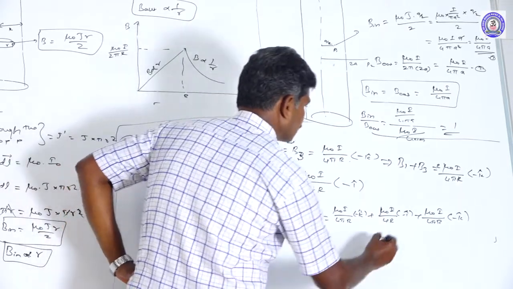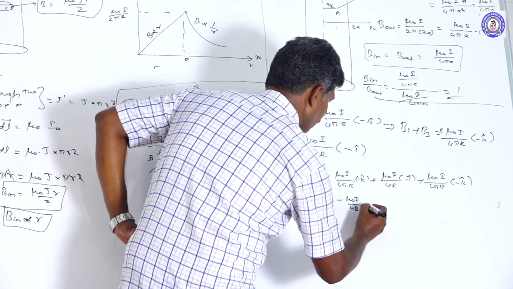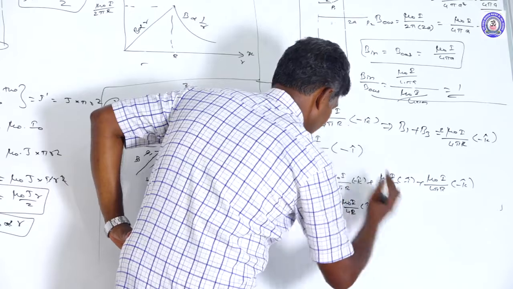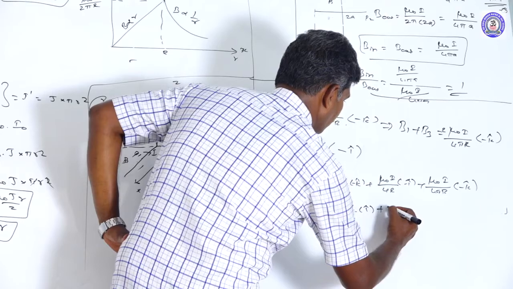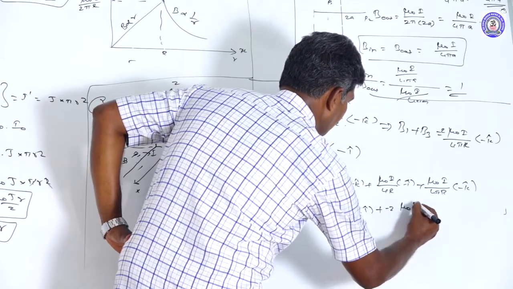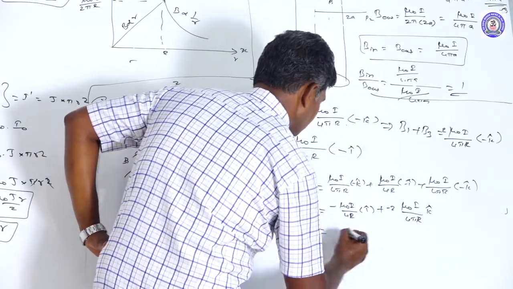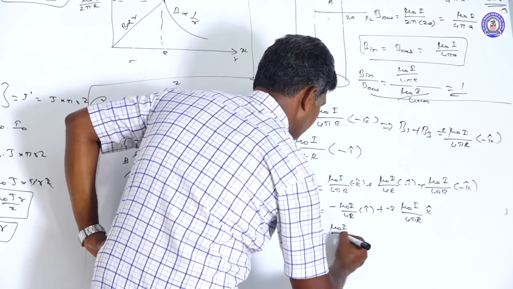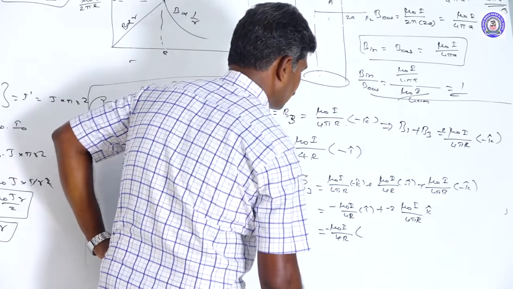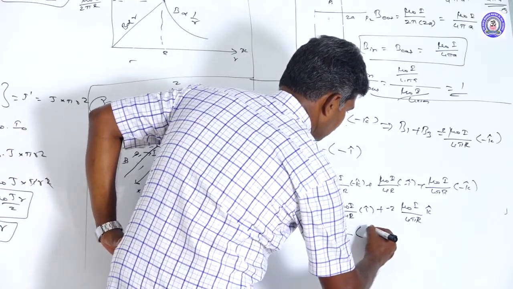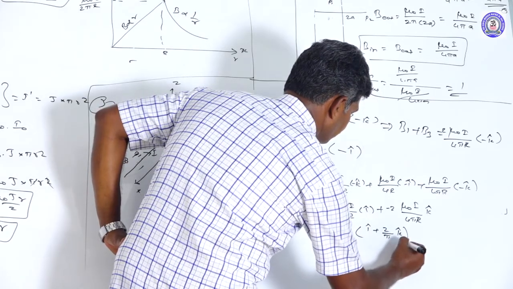From that, the first term is minus mu naught I by 4r of i cap, plus, as both are the same value, minus 2 into mu naught I by 4 pi r into k cap. Taking the common factor out, mu naught I by 4r, with the minus also common, we get minus mu naught I by 4r of i cap plus 2 by pi k cap.